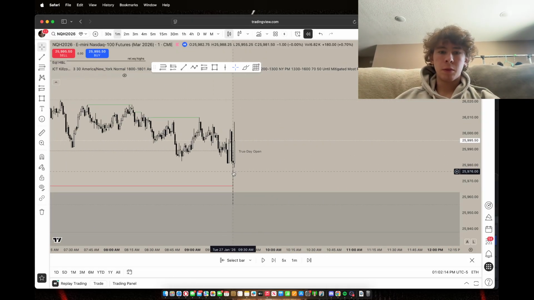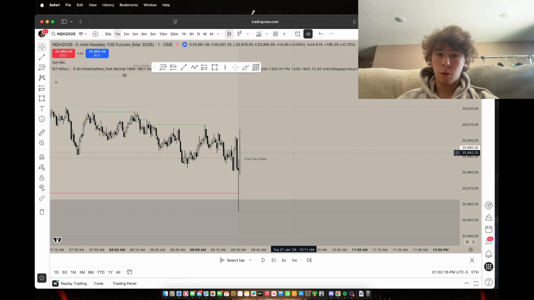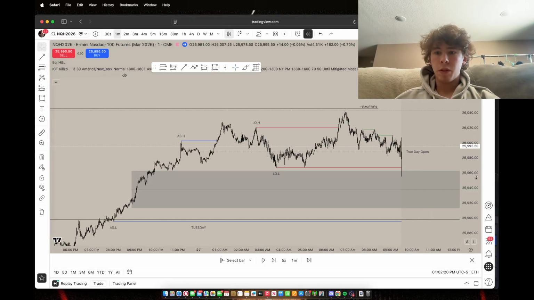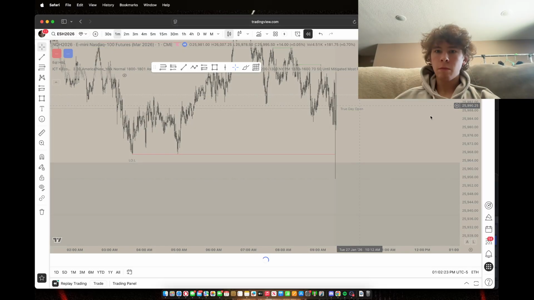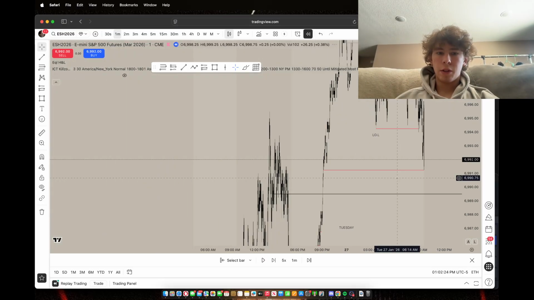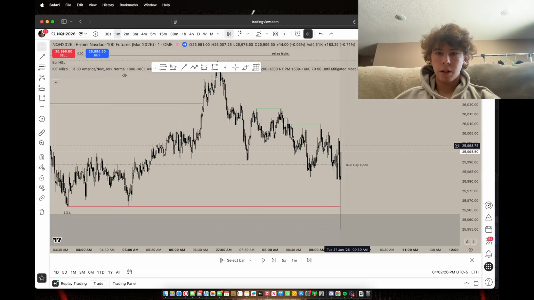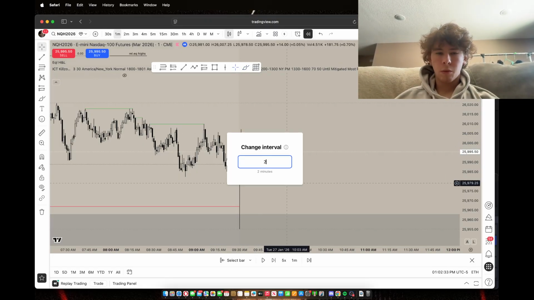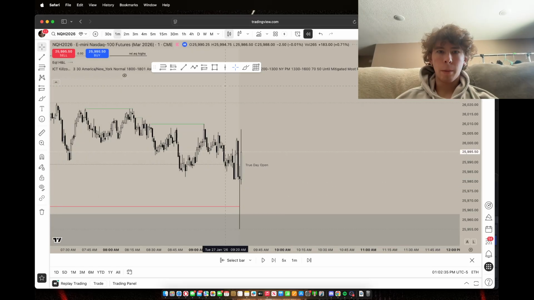Off open, this was the 9:30 candle. We manipulated lower into this 4-hour gap. We took out London, same as ES. I took the highest time frame inversion in this manipulation leg. This is the manipulation leg we had off of open. Didn't have a 2-minute, we had a 1-minute.